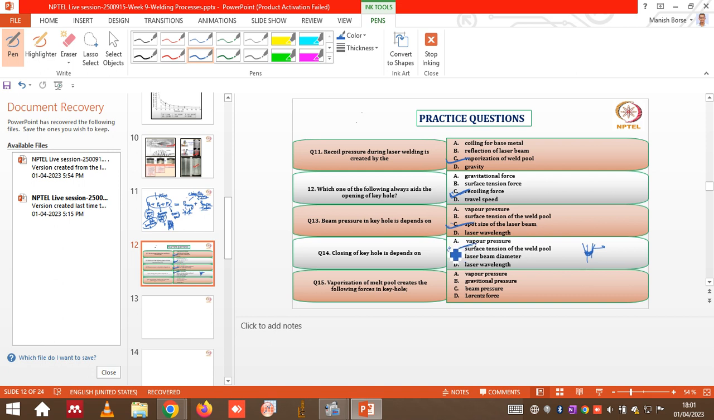right? And the 15th question, they ask that vaporization of melt fluid creates the following forces. So we have already seen that it is related to vapor pressure or recoil pressure, right? So it is nothing related to gravitation or beam pressure and Lorentz force. Okay, so for the 15th question, option A is the correct one.